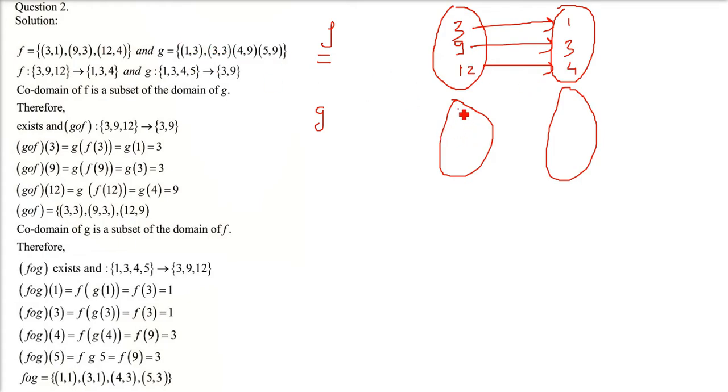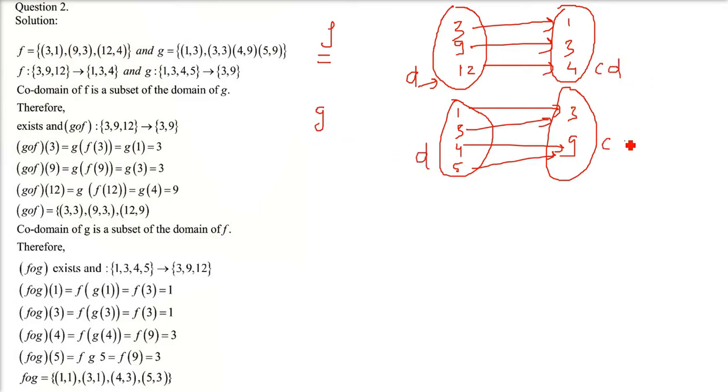So the first numbers will be the domain, that is 1, 3, 4 and 5. What will be the codomain? You have 3, 3, 9 and 9, so the codomain is 3 and 9. Now this is the domain and this is your codomain. Here also, here is the domain and here you have the codomain.